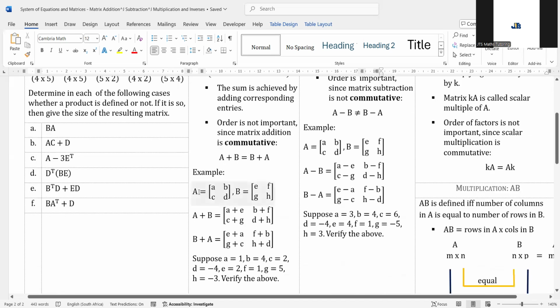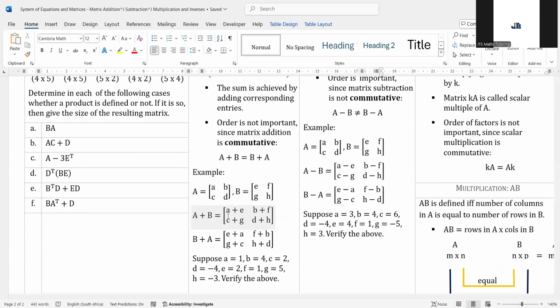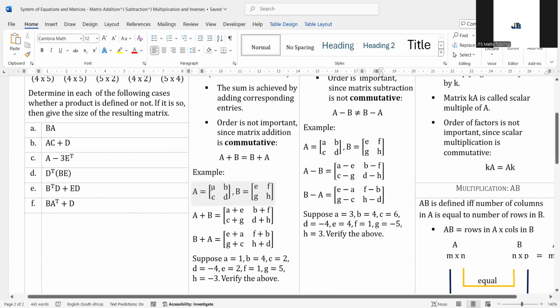So I've given you an example here. I've got matrix A with the entries a, b, c, d, and I've got matrix B with the entries e, f, g, and h. So A plus B is going to be achieved by, okay, I can see A is a 2x2, B is a 2x2. They are of the same size. Right, so I'm going to look at this first entry here, which is a, at the intersection of row 1 and column 1 in A. And I'm also going to look at the entry occupying the first position in matrix B. I can see it's an e here. So that's what we mean by corresponding entries.